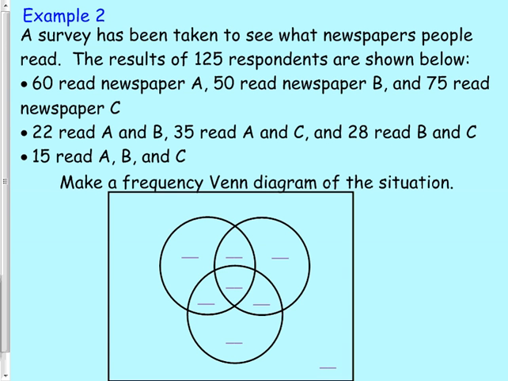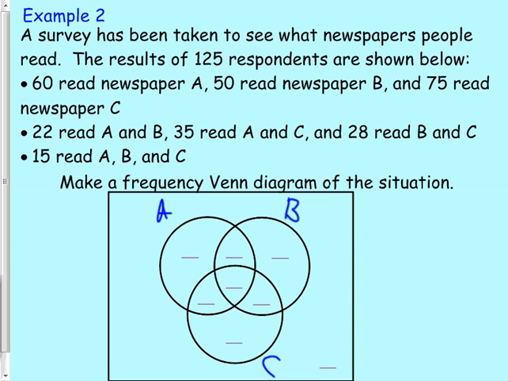All right. Example 2. A survey has been taken to see what newspapers people read. The result of 125 respondents is shown below. Let's make this A and this B, and the bottom one is C. Everybody please label that, because otherwise your charts are going to be really confusing to compare with the other kids.